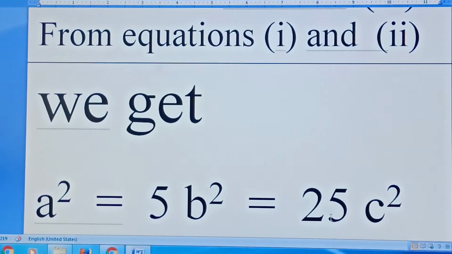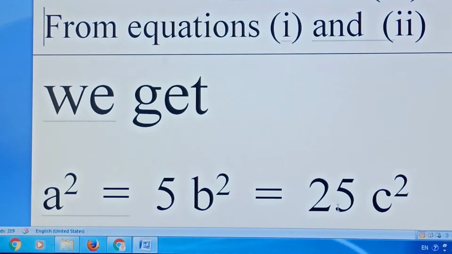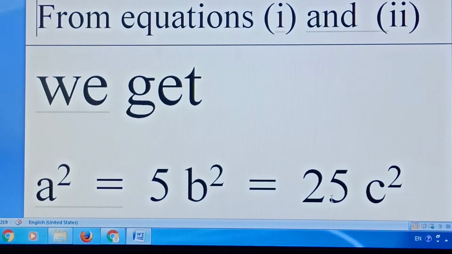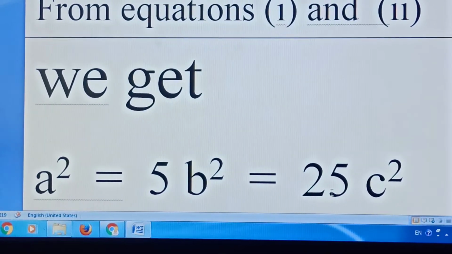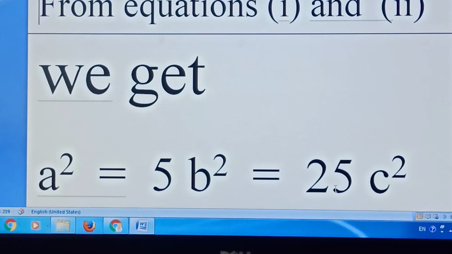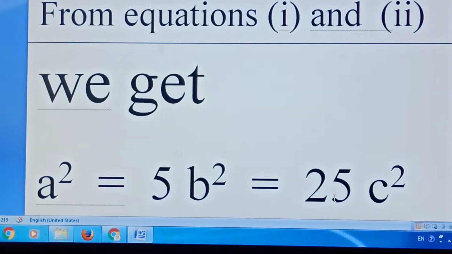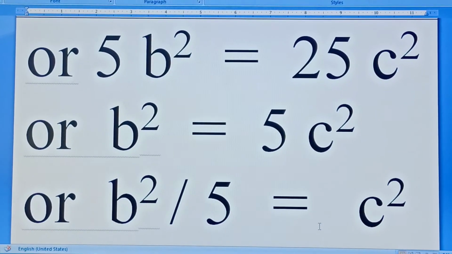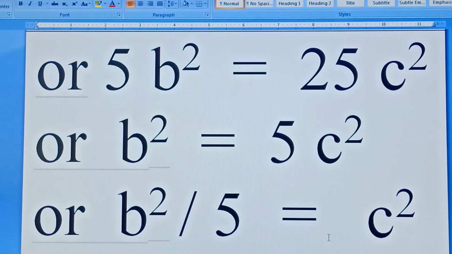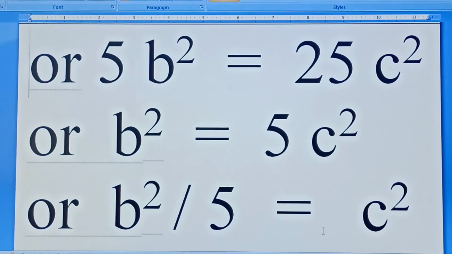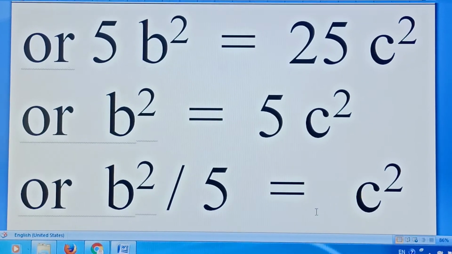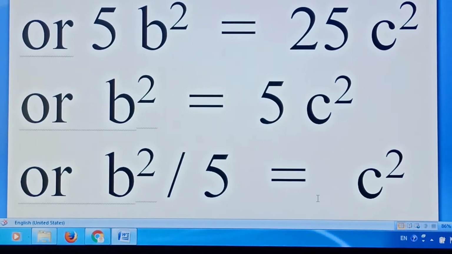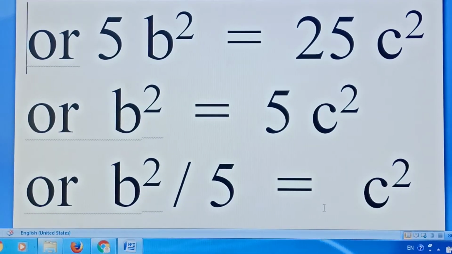From equations 1 and 2, we get a square is equal to 5b square is equal to 25c square. Equation number 1 tells a square is equal to 5b square, and equation number 2 tells a square is equal to 25c square. It means 5b square is equal to 25c square, or b square is equal to 5c square, or b square divided by 5 is equal to c square. It means here 5 is a factor of b square.